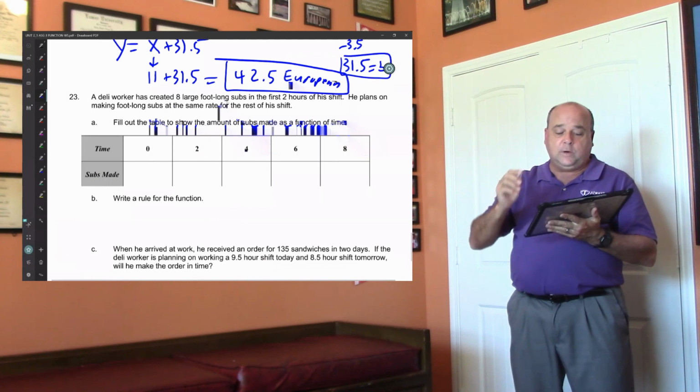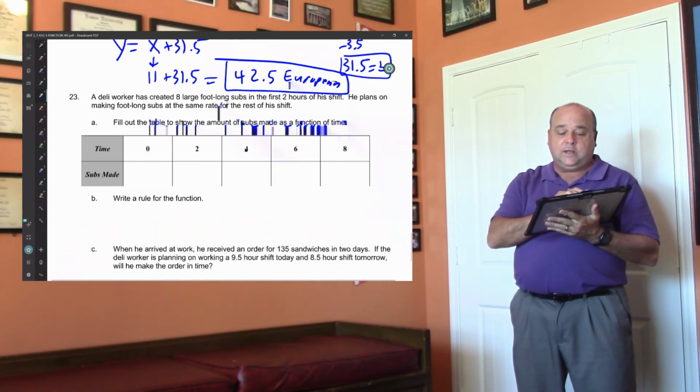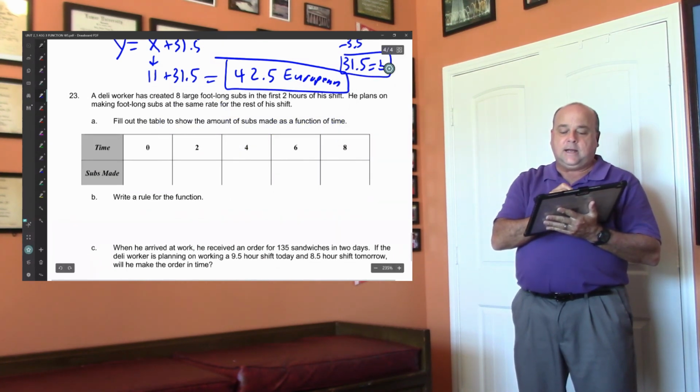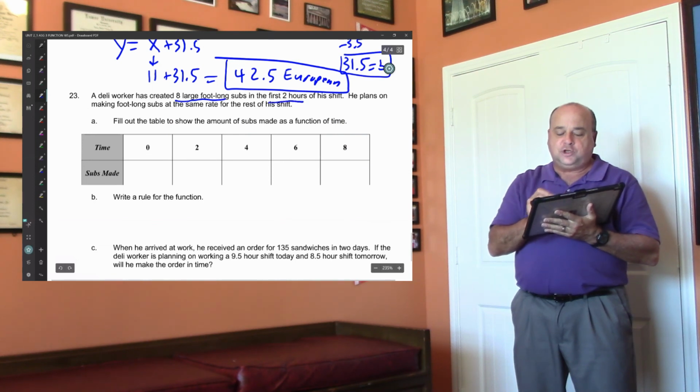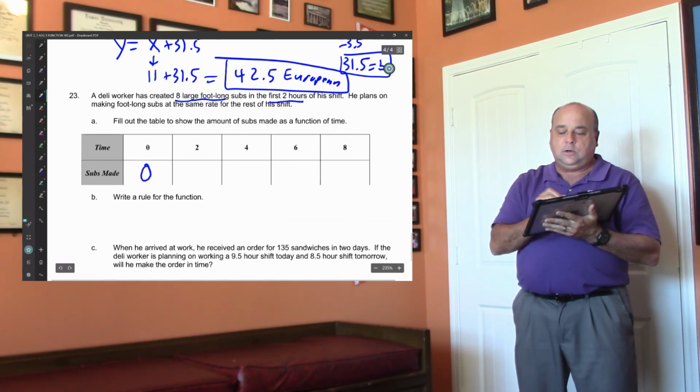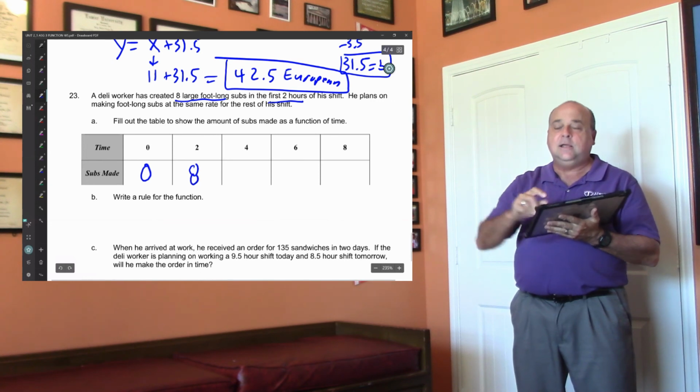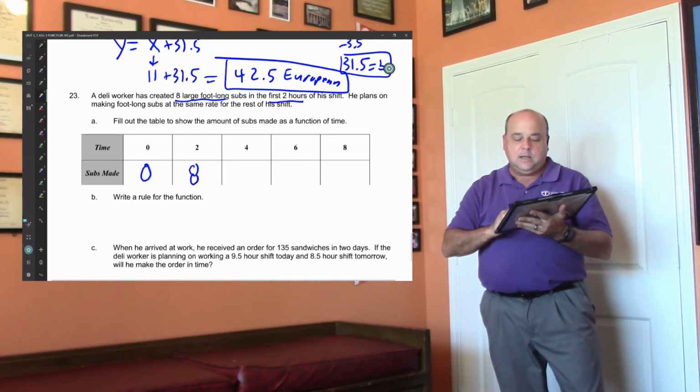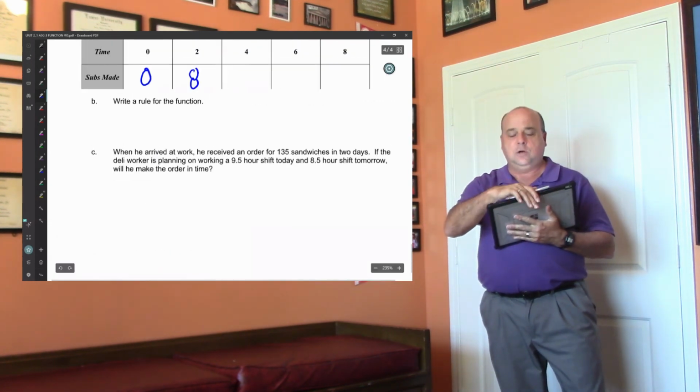I'm going to let you do 23 on your own. Technically on 23, the deli worker created 8 large subs in the first 2 hours. So 0 would be 0. In the first 2 hours, he has 8. And then that's going to repeat. And then you will finish this up on your own.